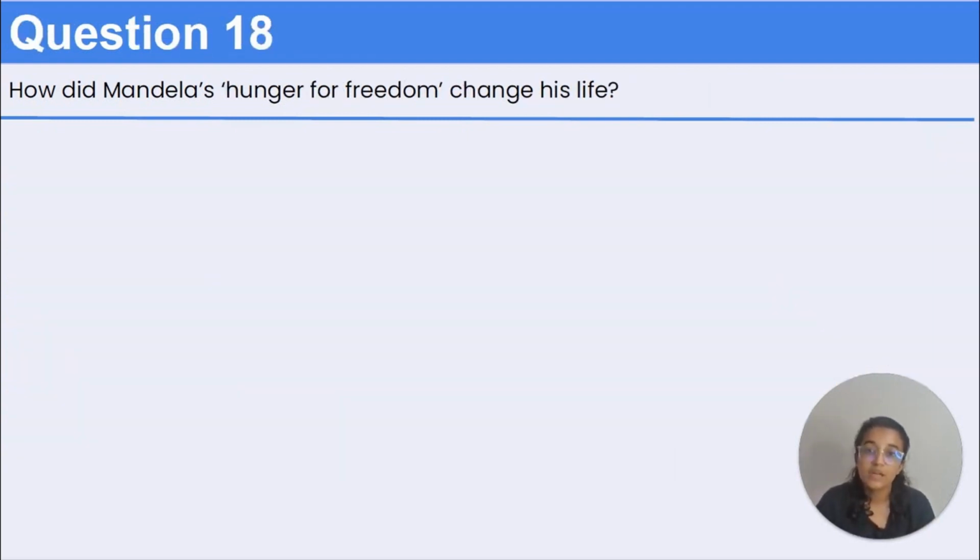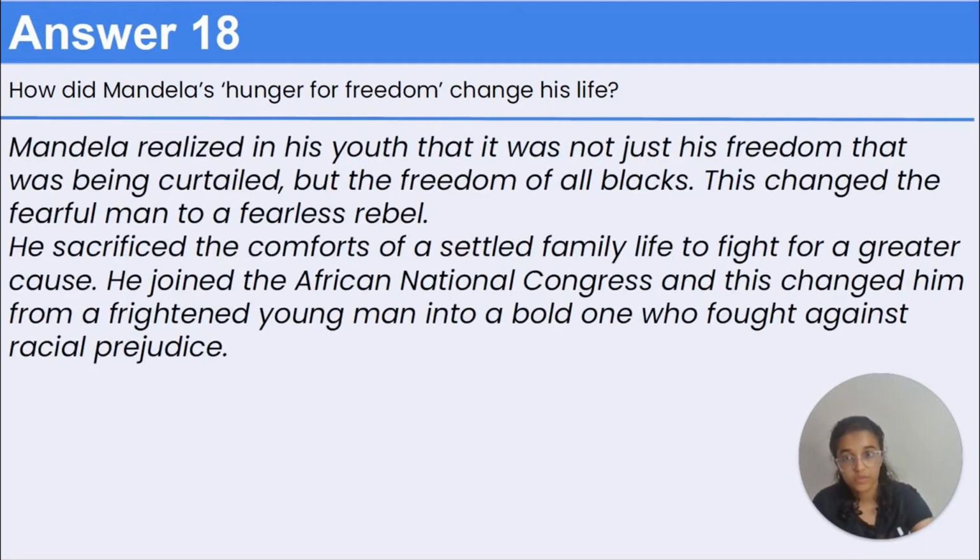How did Mandela's hunger for freedom change his life? So he realized that in his youth, it was not just freedom that was being curtailed, but the freedom of all the blacks. And this changed a fearful man to a fearless rebel. He sacrificed the comforts of a settled family to fight for a greater cause. He joined the African National Congress and this changed him from a frightened young man to a bold one who fought against racial prejudice.